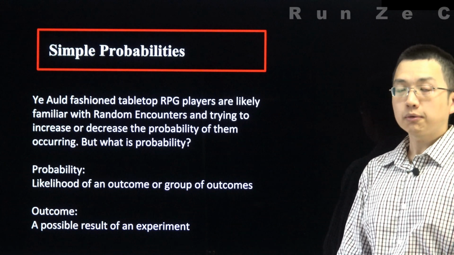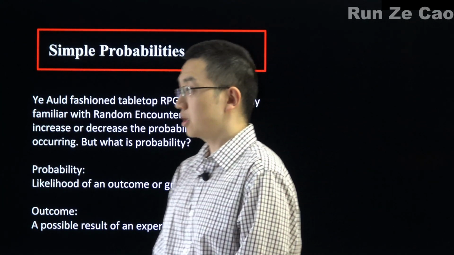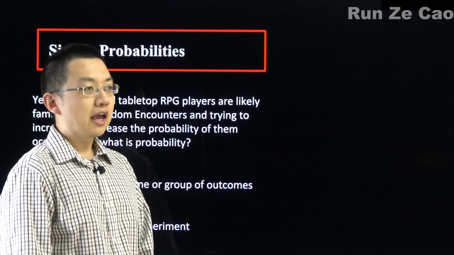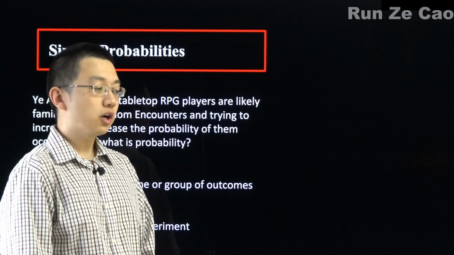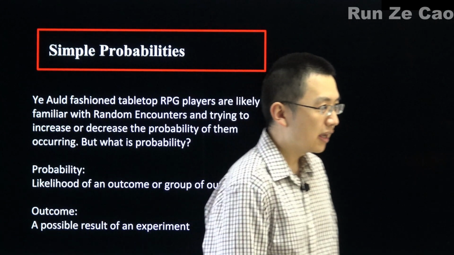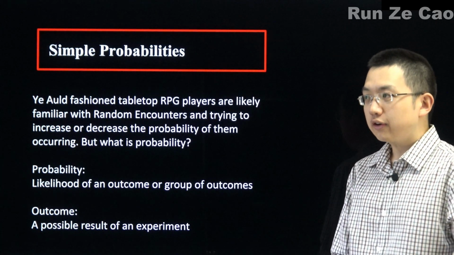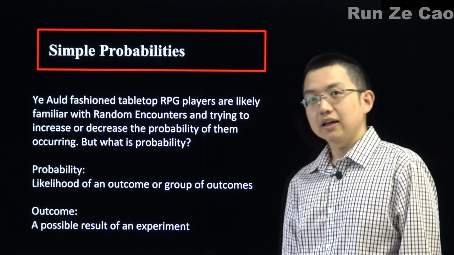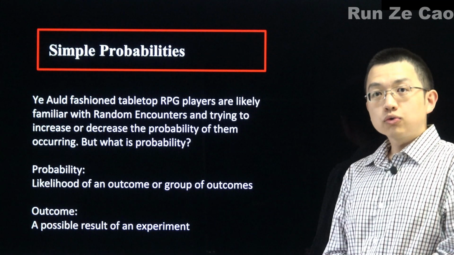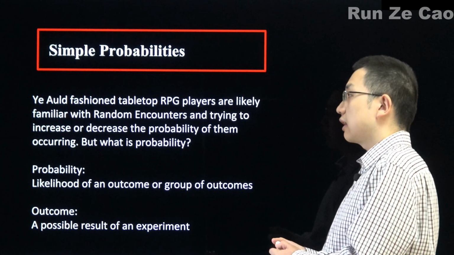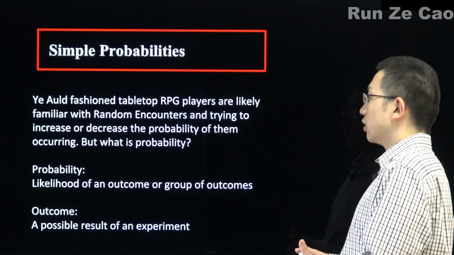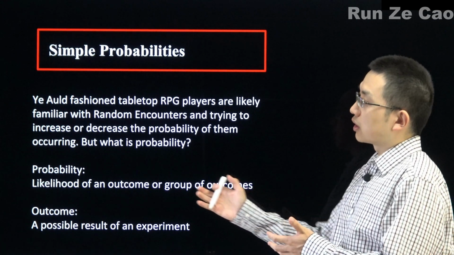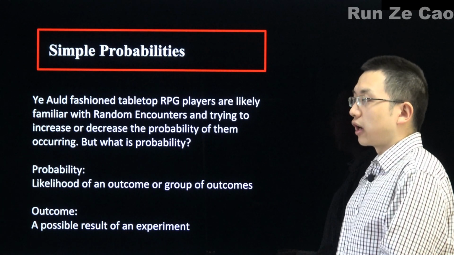People who have played tabletop role-playing games such as Dungeons and Dragons or Imitations have probably had the fortune or misfortune to deal with random encounters in the past. People also use various things, such as repellents or attractants, consumables in these games, to either increase or decrease the chance of having random encounters. Well, we also say increase or decrease the probability of random encounters.